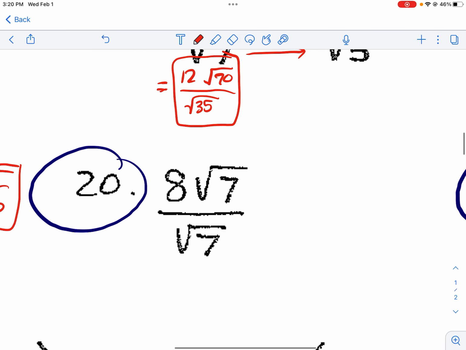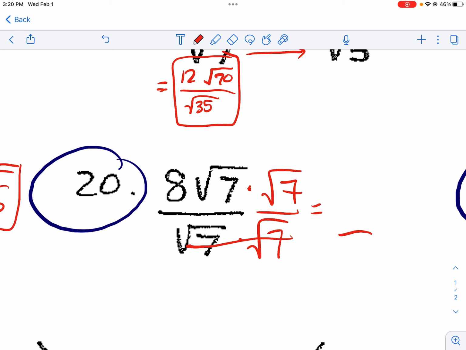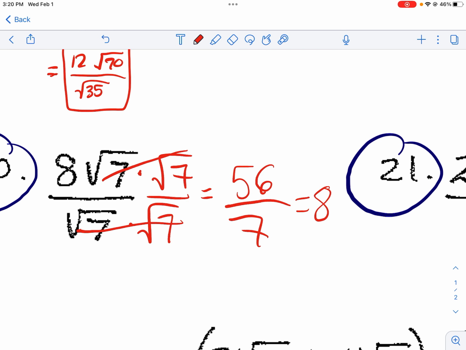Number 20. Again, rationalizing the denominator. Square root of 7 times square root of 7 over square root of 7 times square root of 7. I get these two cancel to give me just 7, right? And then these two cancel to just give me 7 as well. So I have 56 divided by 7, right? And 56 divided by 7 does give me 8, remember? So that is 8. Again, because these two right here just became a 7. So we're doing essentially 8 times 7 on the top to get me 56.